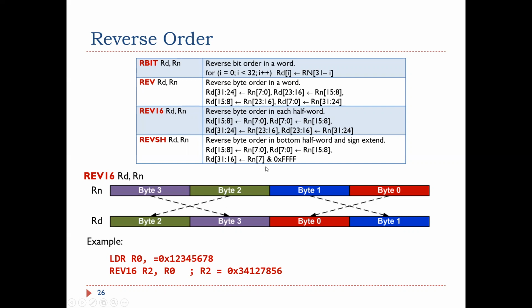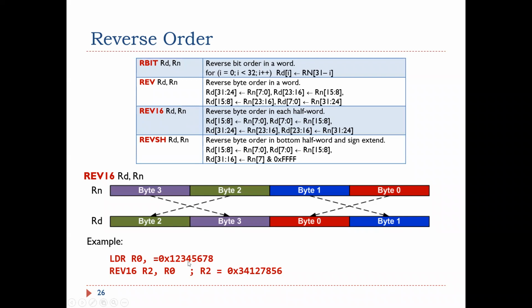So if you just divide it in half, the reversal is going on in half word boundary. Here is an example with the same value, R0 = 1, 2, 3, 4, 5, 6, 7, 8. You have to divide it in the middle because it's REV16. So 1, 2, 3, 4 is the upper half word, and 5, 6, 7, 8 is the lower half word.